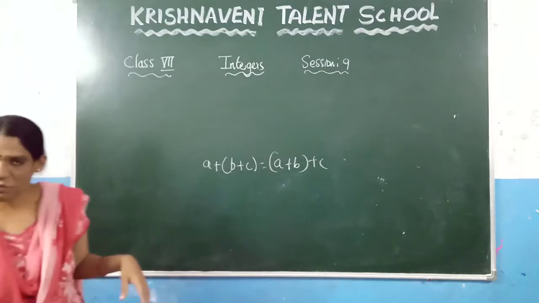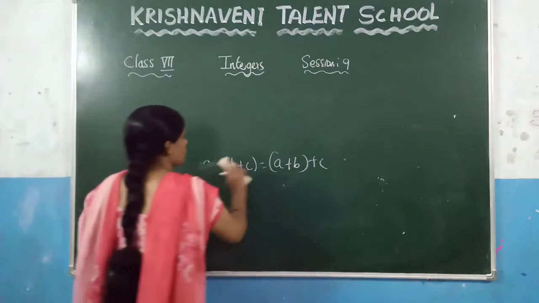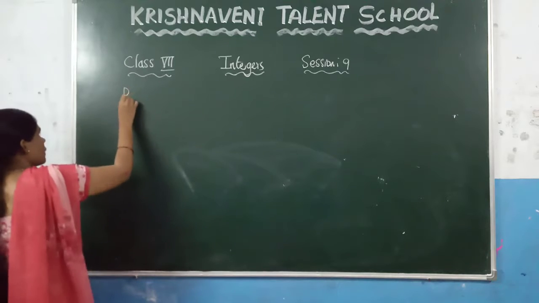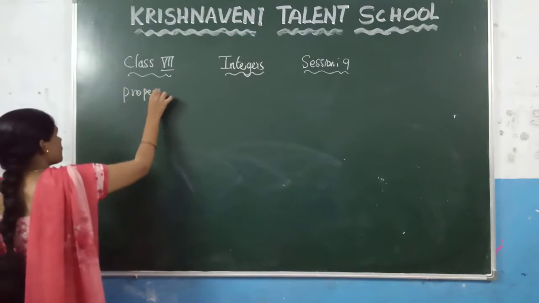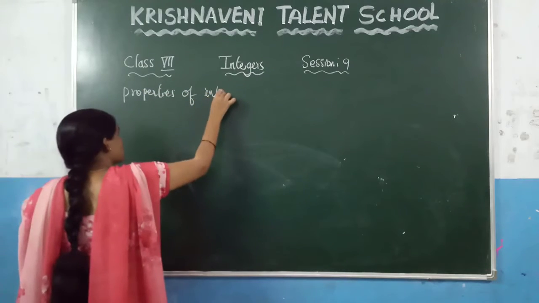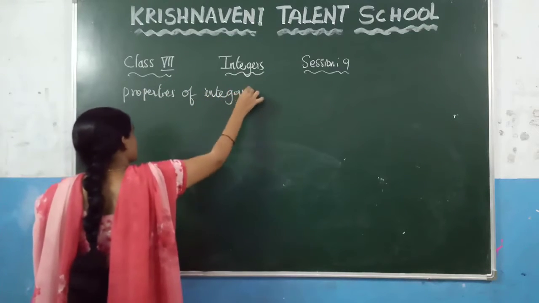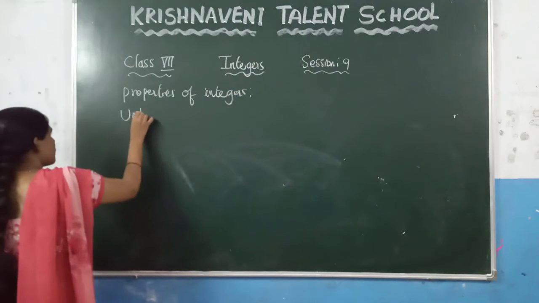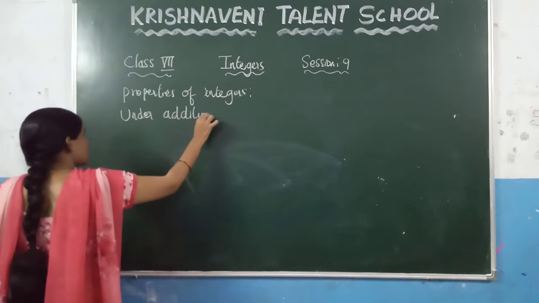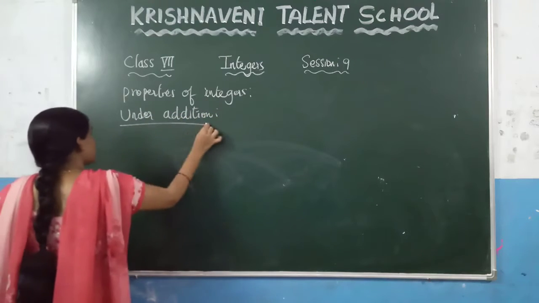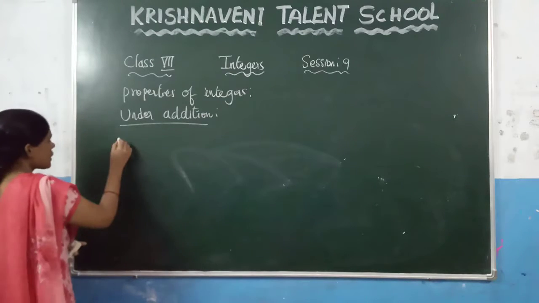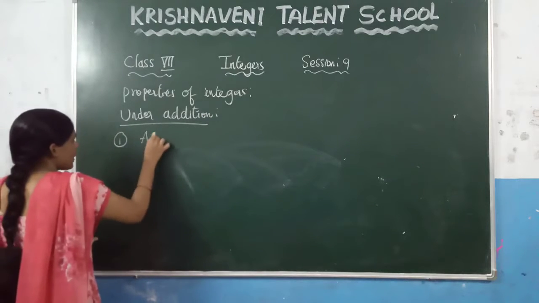Now let us discuss a few more properties under addition. We are discussing the properties of integers under addition. In this we discussed commutative property, associative property and the closure property, and the next property is the additive identity.